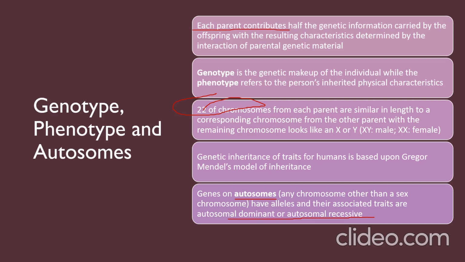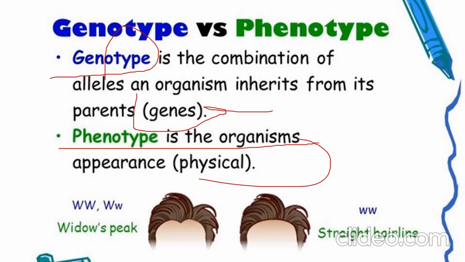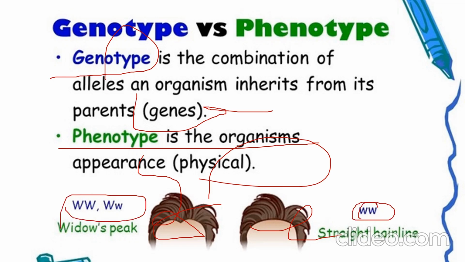Each parent contributes half the genetic information carried by the offspring, with the resulting characteristics determined by the interaction of parental genetic material. So to understand better what is a genotype and a phenotype, we refer to a genotype, so these are the genes. Now this is the combination of alleles. And then the phenotype is the organism's appearance or yung expression ng genes, yung appearance niya. Like here, no, we have a widow's peak, versus a straight hairline. Here, this is dalawang recessive. Ito, dominant kasi yung widow's peak.